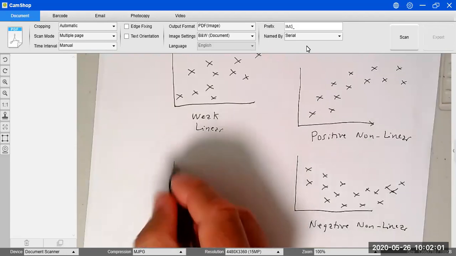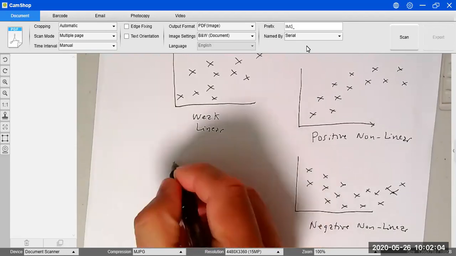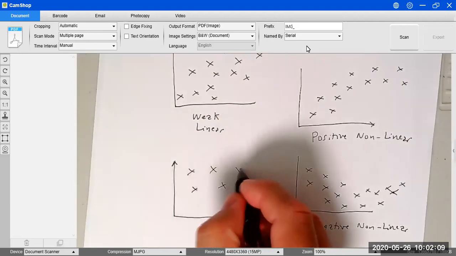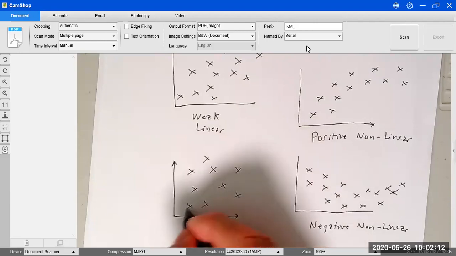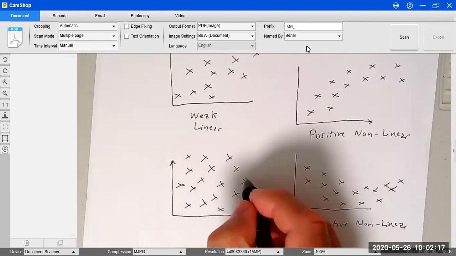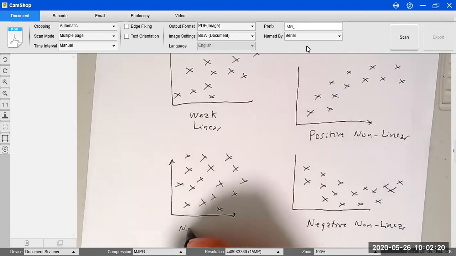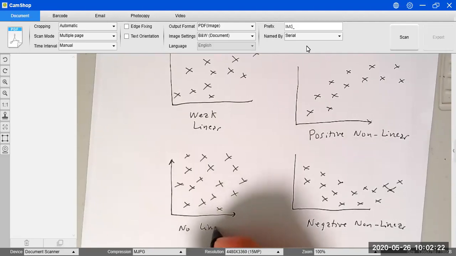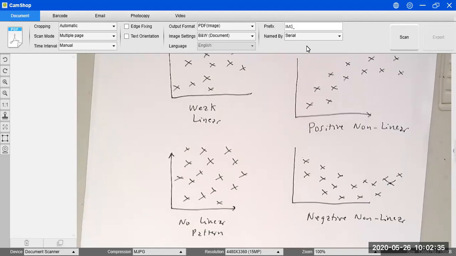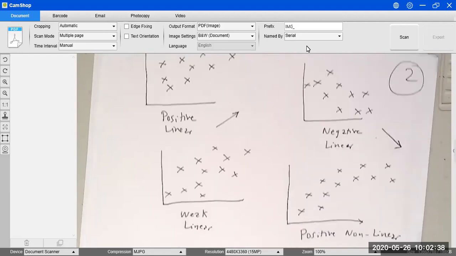And you might have something where you're not able to identify any pattern at all. The points are scattered over the entire region. So you can say that there is no linear pattern, and there is no non-linear pattern like the one that is a curve. But the only ones that we are looking for are the linear patterns. So the first two, that's what we want.